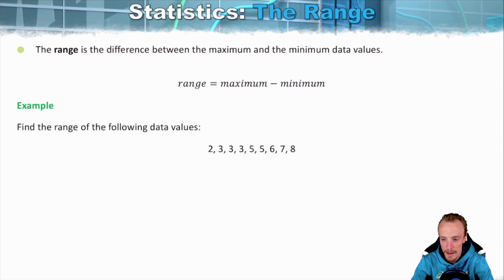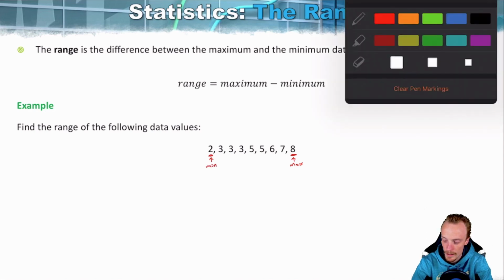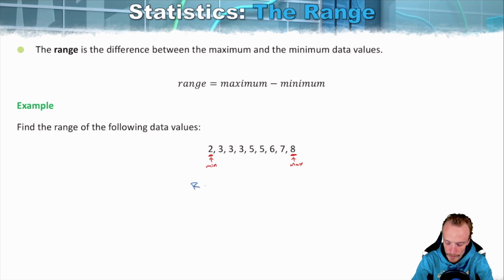Okay, so an example of this, we've got the following data set in front of us. To calculate the range here, we only need 2 of these data points. The maximum here is 8. So here's our max. And the minimum is over here, which is 2. So if we want to know what the range is, it's going to be equal to the maximum subtract the minimum, which is 8 subtract 2. So therefore, our range here is equal to 6.